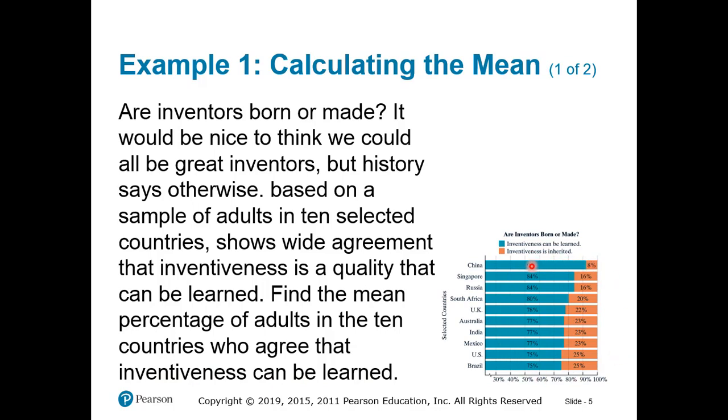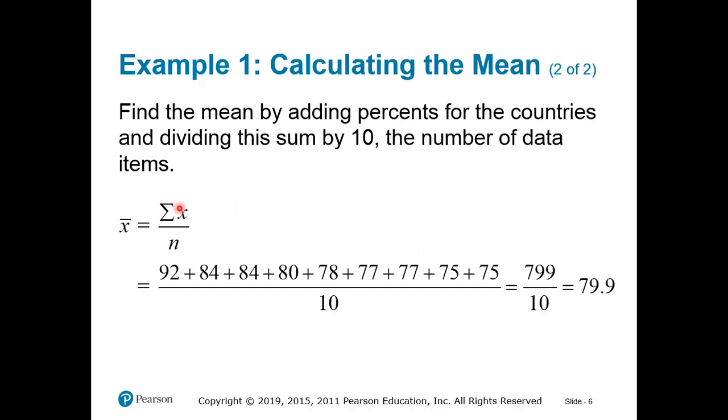We've got this side-by-side table. The blue represents the percentage of people who believe that inventiveness can be learned, and this is the group of people that believe it is inherited. We want to find the average of those people who believe that inventiveness can be learned, so we're going to find the average of these 10 percentages. Each percentage is an x value. We sum up those x values and divide by 10, and we get 79.9. So the average percentage of people who say that inventiveness can be learned is 79.9%.